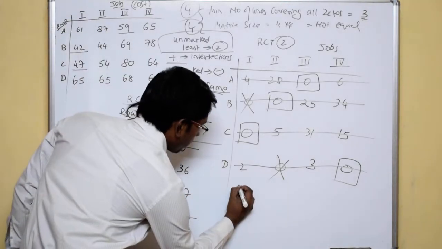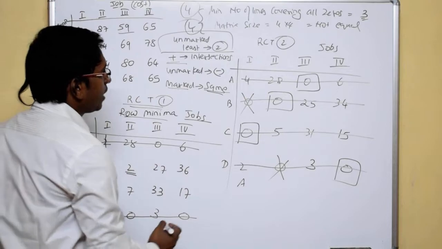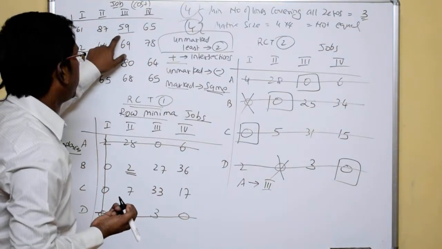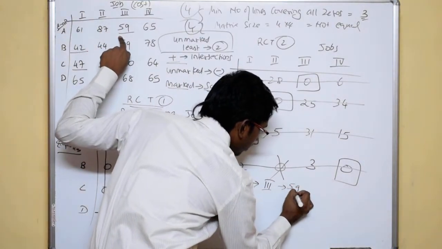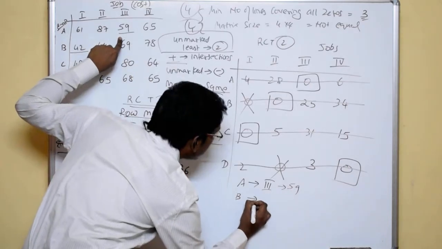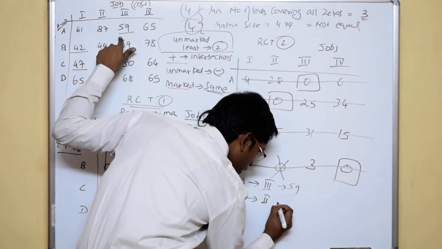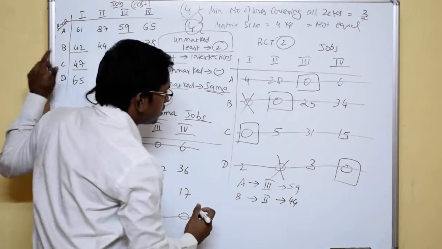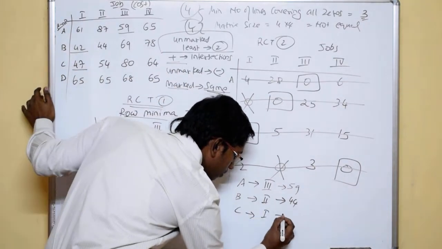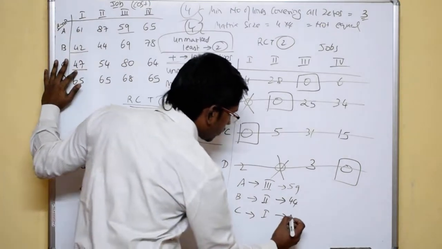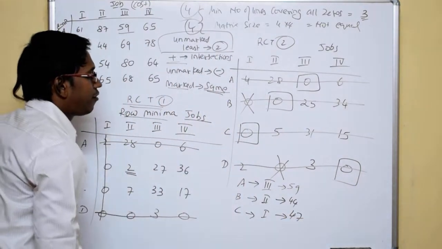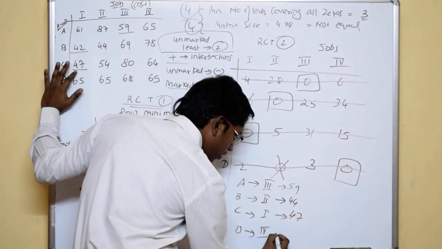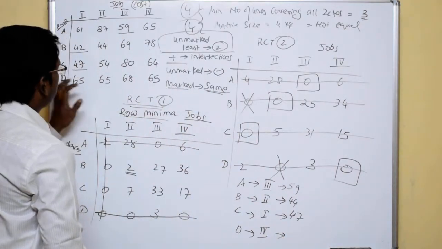Let's say your employee A will be given job 3. Okay. So A, 3. The cost to the company is 59. Employee B will be given job 2. So if B is given job 2, cost to the company is 44. C will be given job 1. So C is given 1, cost to the company is 47. And if D is given job 4, cost to the company is 65.